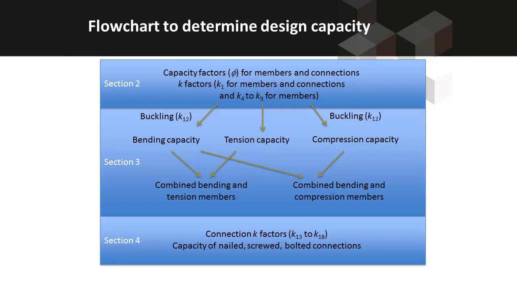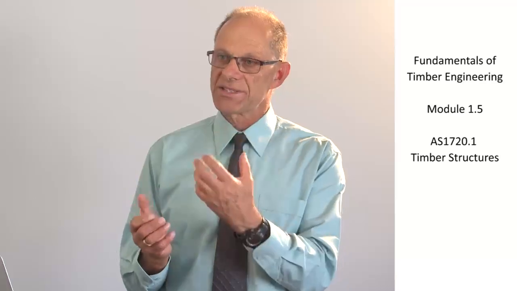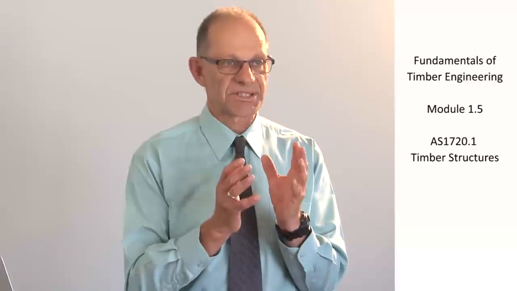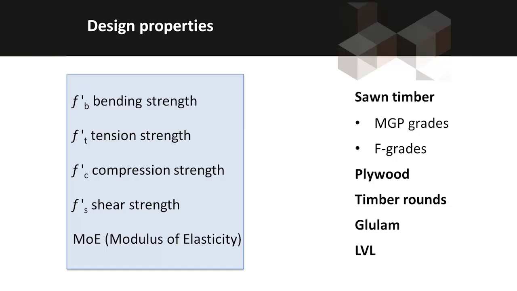For example, if we're looking at designing a glued laminated bending member, we're going to start in Section 7. Section 7 tells us the basic design properties for glulam and some of the modification factors for glulam. It will then point us at Section 2 and Section 3 that will enable us to design each of those members.